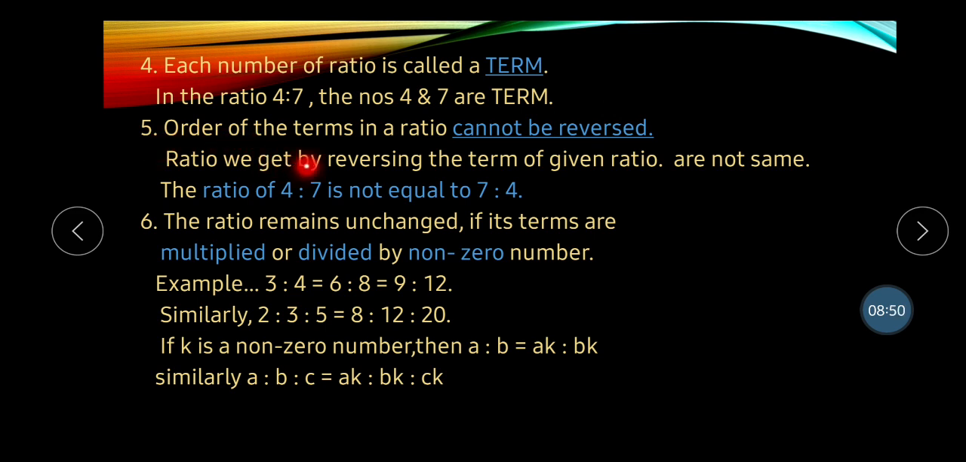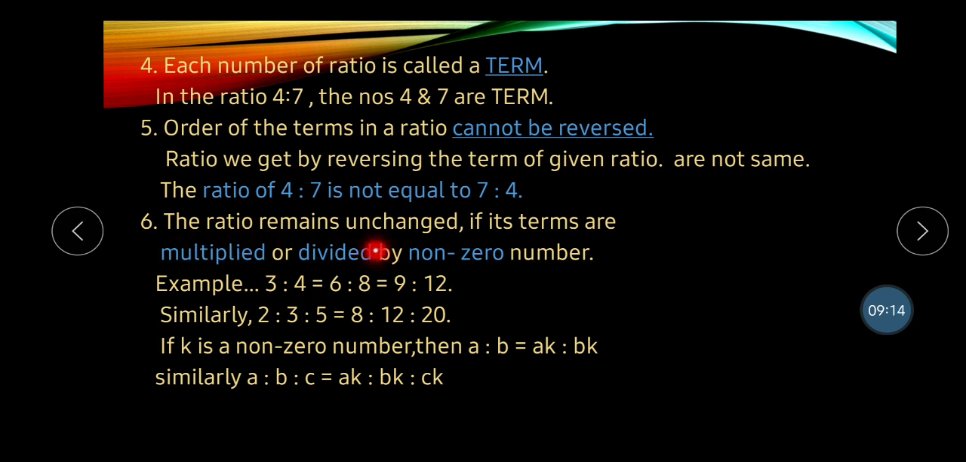Fifth property, the order of the terms in the ratio cannot be reversed. Very important. That means the ratio we get by reversing the terms of the given ratio is not the same. That is, the ratio 4 is to 7 is not equal to 7 is to 4. That means they differ.